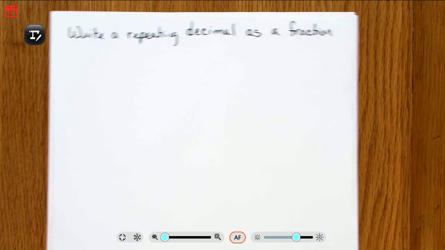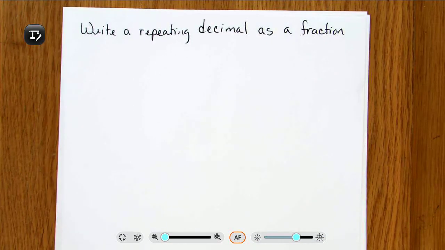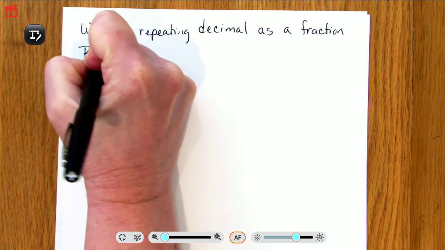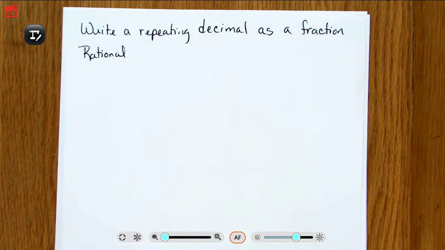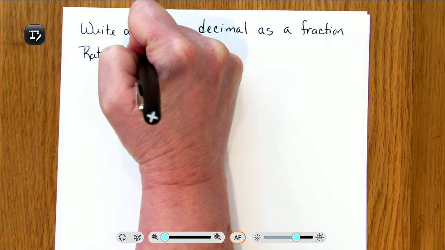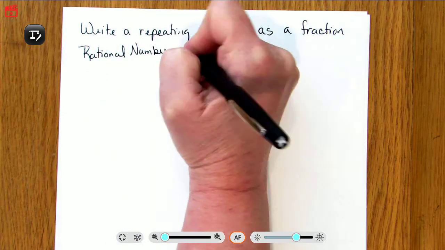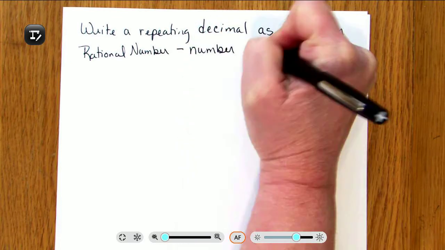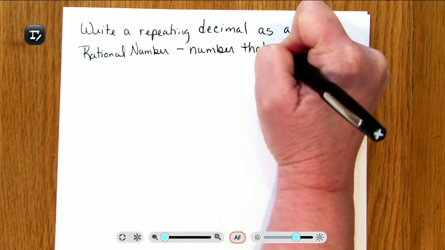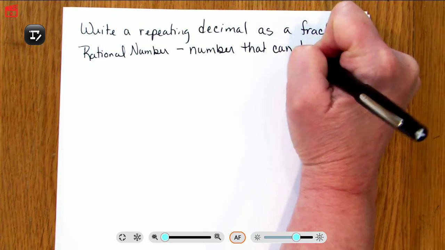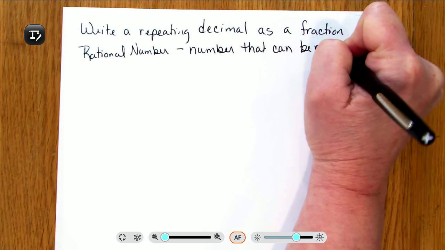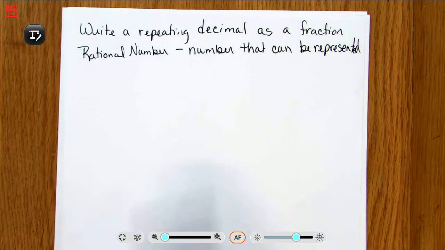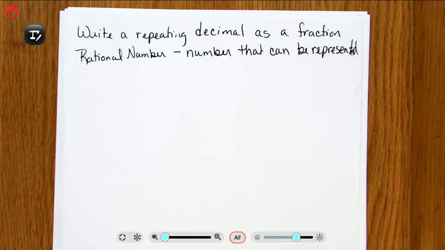Okay. We have been told all our lives that a rational number, which is a number that can be written in fraction form, is a number that can be represented as a fraction.